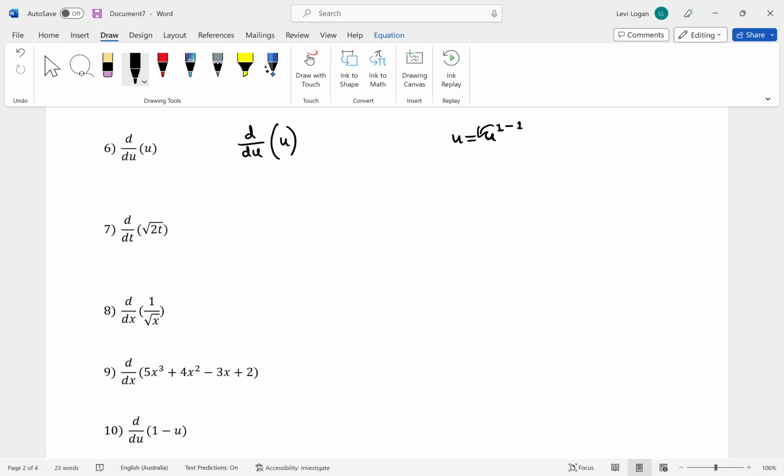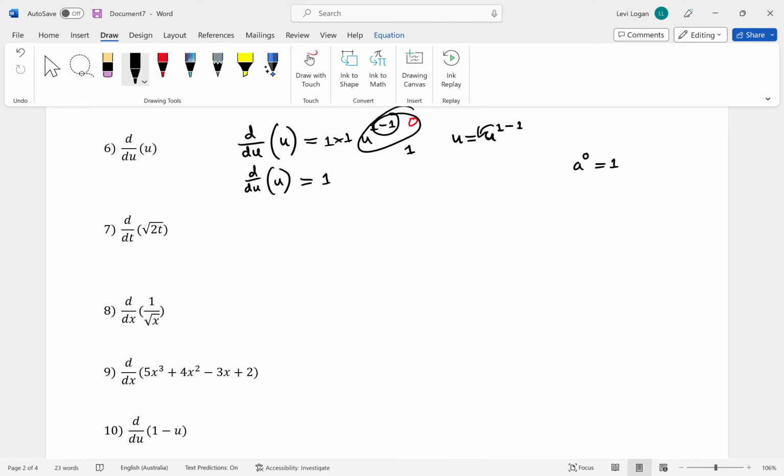So how do we do that? Well, first of all, if we differentiate this, we bring the 1 down the front, so the front is 1 times 1, u to the power of 1 minus 1. That whole exponent is going to be 0. And recall, any number to the power of 0 is the same as 1. So d over du of u is just 1, because that whole thing is going to be 1 times 1 times 1. Cool, I hope that makes sense.